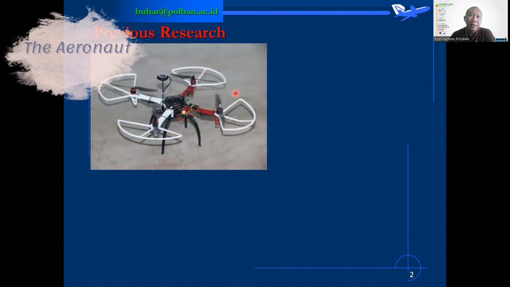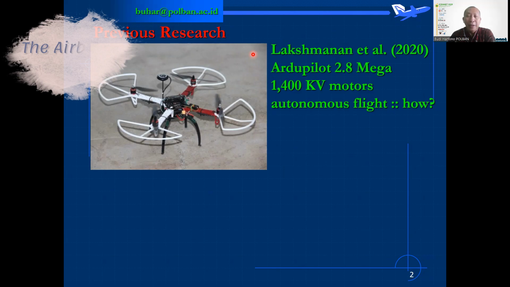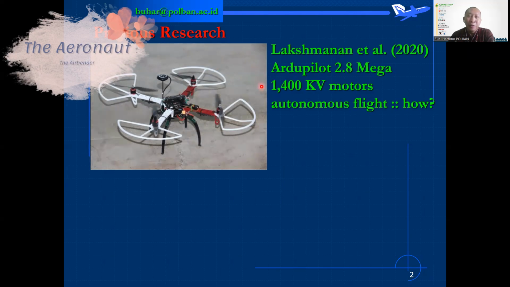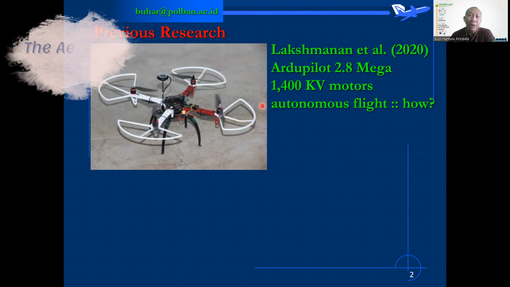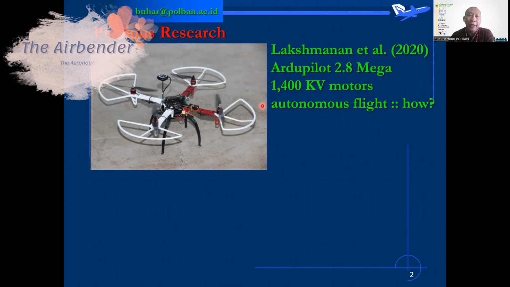Previous research from other researchers, such as Lakshmanan et al. in 2020, used an ArduPilot 2.8 Mega microcontroller with a 1400 kV motor rating. They said that they flew the quadcopter autonomously. However, there was insufficient information regarding how they did it.